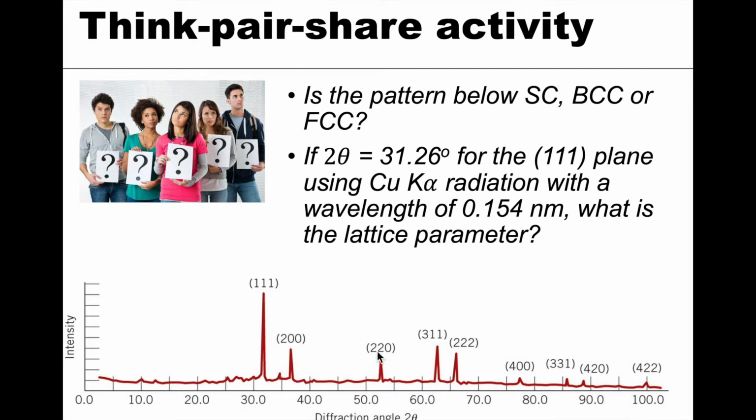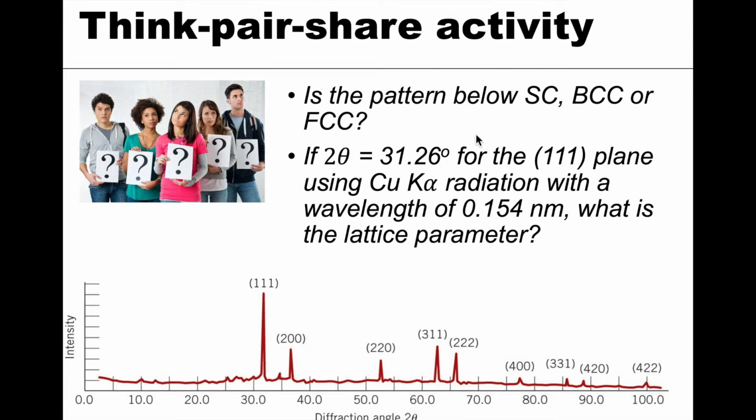I've given you a pattern below, and all the peaks are already labeled. What I want you to do is see if you can identify whether it's simple cubic, BCC, or FCC, what type of cubic system it is. Once you know that, take a look at the first peak, and I've given you the angle for it, so you don't have to guess. That first peak is at 31.26 degrees.